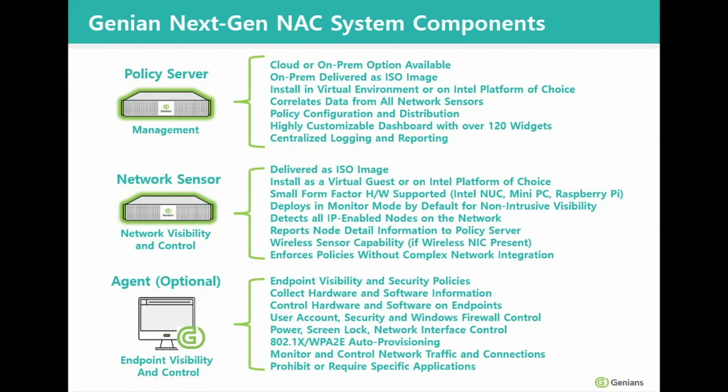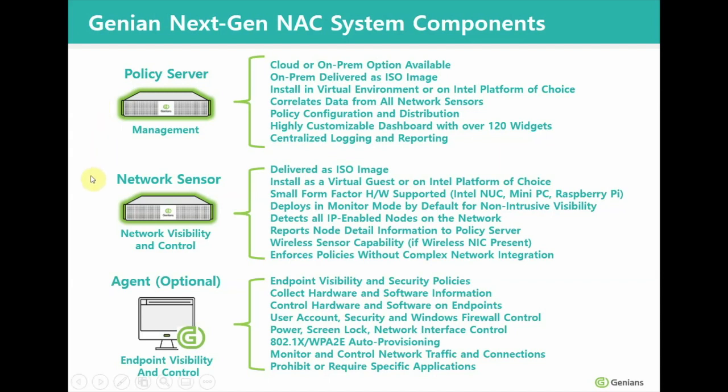The policy server's primary role in the system is management. It can be delivered via the cloud or as an on-prem option. The on-prem option is delivered as an ISO image. It can be installed in a virtual environment or on the Intel platform of your choosing. It correlates data from all network sensors in the system. It also provides configuration and distribution of policies, comes with a highly customizable dashboard with over 120 widgets, and also provides centralized logging and reporting.